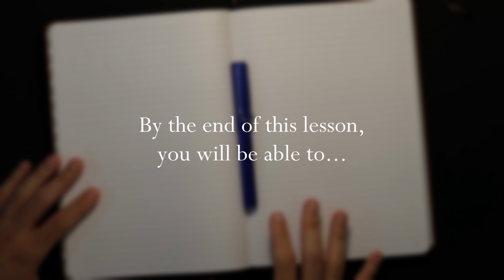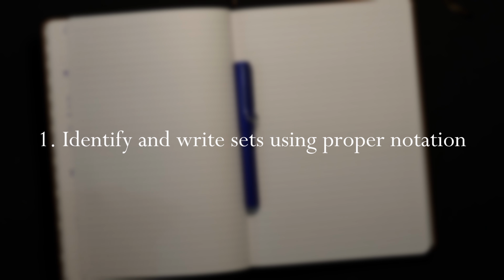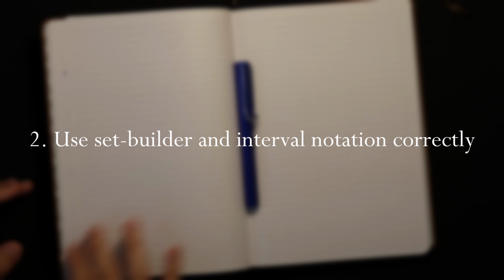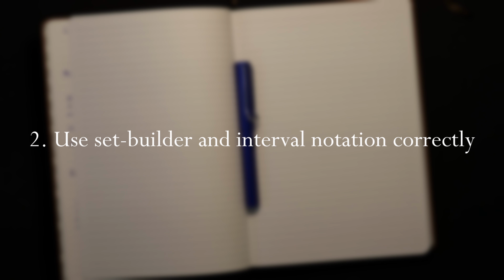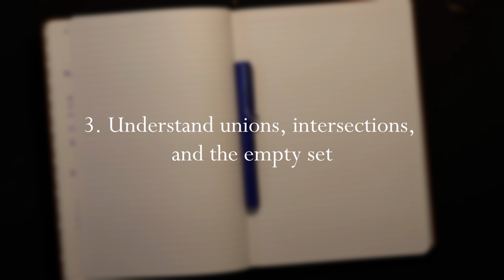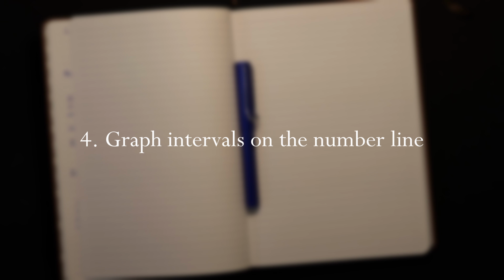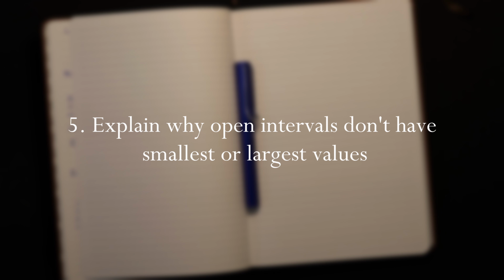By the end of this lesson, you'll be able to: 1. Identify and write sets using proper notation. 2. Use set builder and interval notation correctly. 3. Understand unions, intersections, and the empty set. 4. Graph intervals on the number line. And 5. Explain why open intervals don't have smallest or largest values.